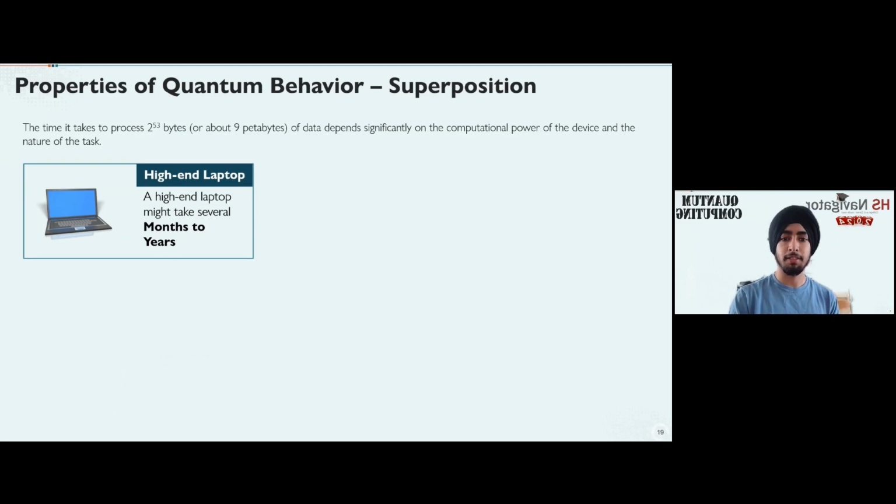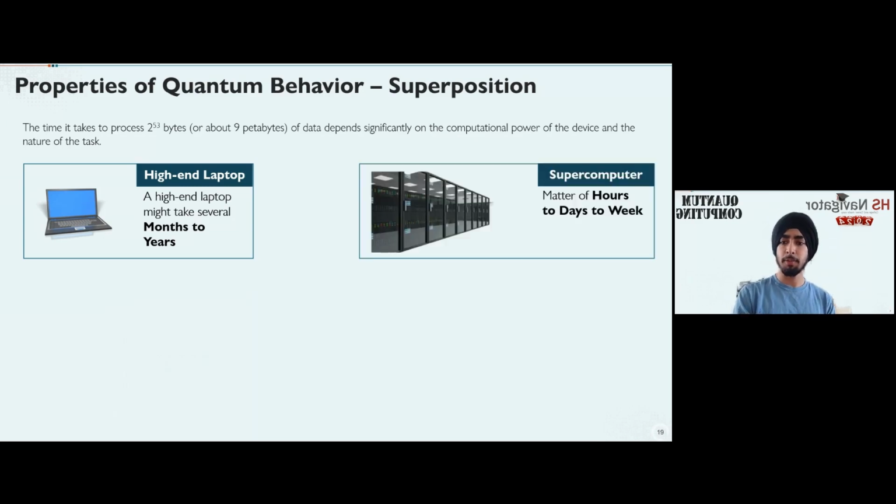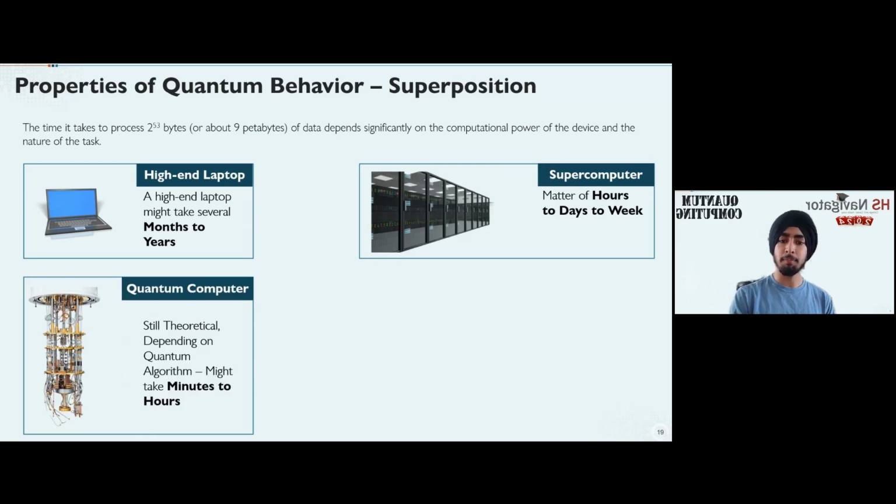The amount of time it takes to process all that data depends significantly on the computational power of the device you're on. A high-end laptop maybe takes several months to several years. Supercomputers might take days to a week to accomplish that problem. But a quantum computer might take only minutes to hours. That's because you're able to do things in parallel. Since these qubits are both zeros and ones, you're able to do multiple operations at the same time, and only once you observe them are you able to actually get your output out of it.